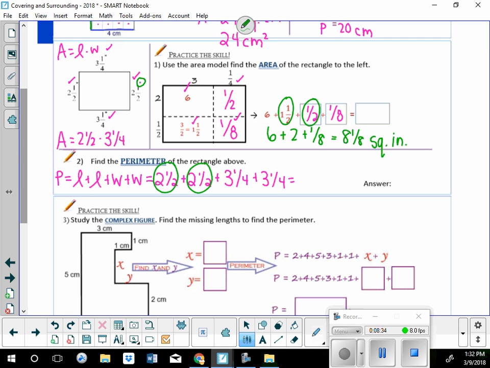And now I'm going to add together 3 1/4 plus 3 1/4. What would that be? 6.5. Add those together. What would I have? 11.5. I would have 11 1/2. What's my unit? Inches. Just inches. You could also write 11.5, 11 and 5/10 if you wanted to as well.